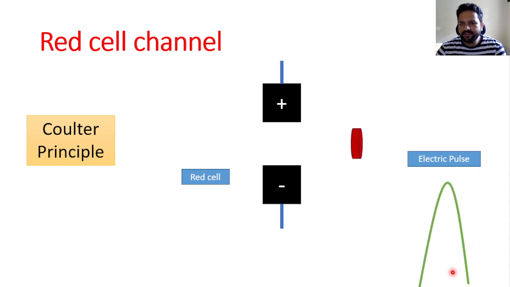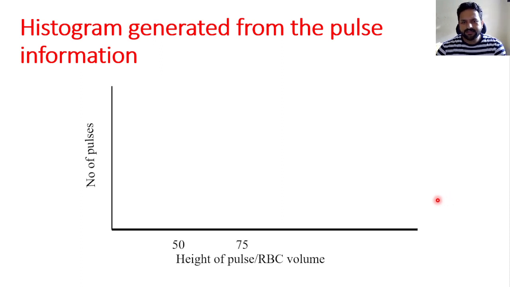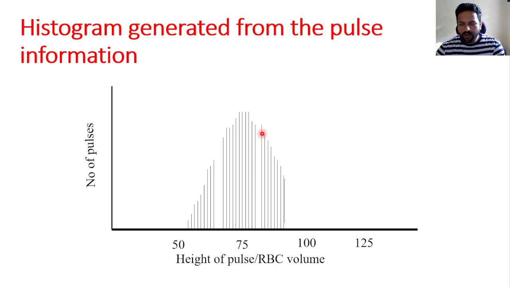Now the height of this pulse corresponds to the cell volume, and this is measured from each individual cell. So as several red cells pass through the blood cell counter, the individual pulses are recorded. These are millions of red cells passing through the aperture, and the height of each pulse is measured. At the end, a Gaussian curve is plotted and an RBC histogram is derived.